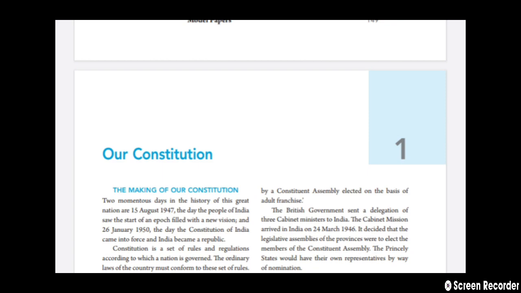So today I am going to explain the 9th standard ICSE Social Science first chapter, that is our Constitution. So let us come to the chapter of our Constitution: the making of the Constitution. Two momentous days, how the Constitution was made. Let us see. Two momentous days in the history of this great nation.